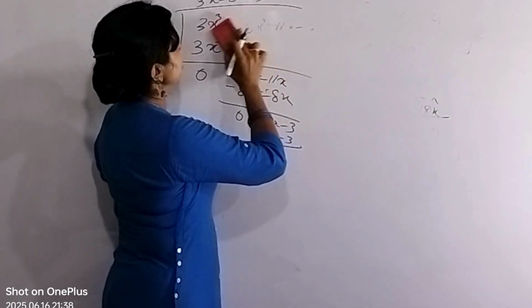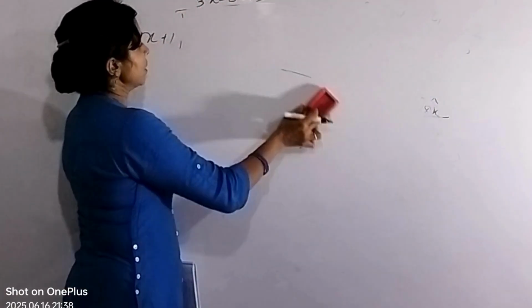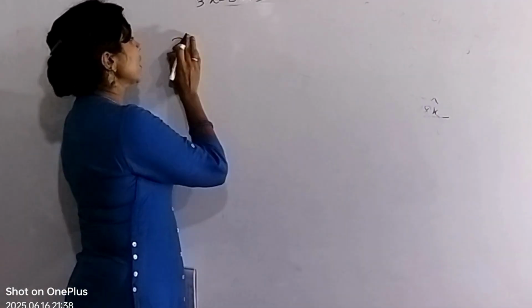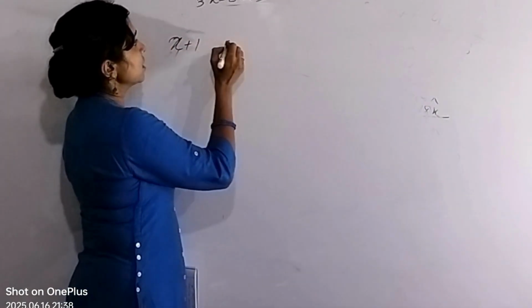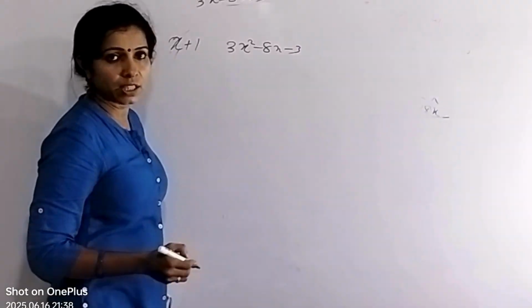So one factor I have already got: x plus 1. Now I have to find out the other two factors by factorizing 3x square minus 8x minus 3. How will we factorize it? We learned.